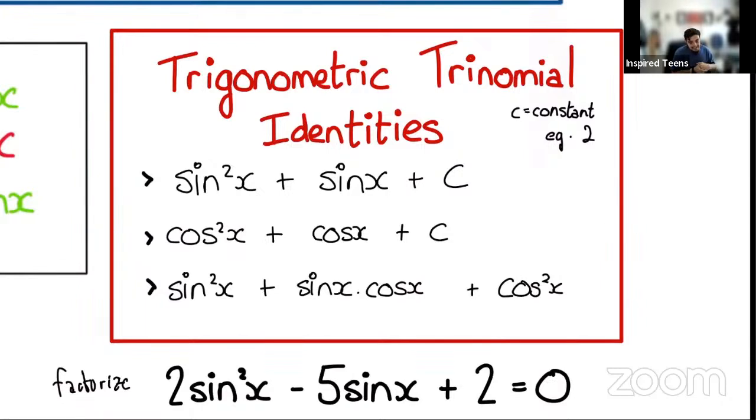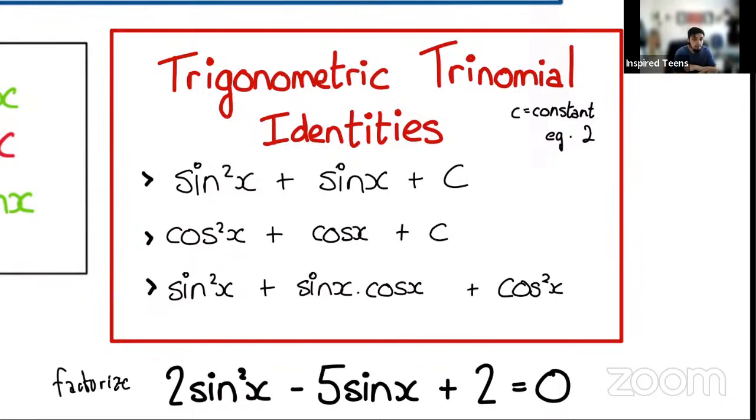Trigonometric trinomial identities. C is equal to a constant. In all of these examples, C is our constant. We can have a trigonometric trinomial identity example, such as the first one, sine squared x plus sine x. So we have a squared sine term, a regular sine term, and a constant: sine squared x plus sine x plus constant. Alternatively, that could just be replaced by cos, where we have a cos squared x plus a regular cos x term plus a constant. That's the second one.